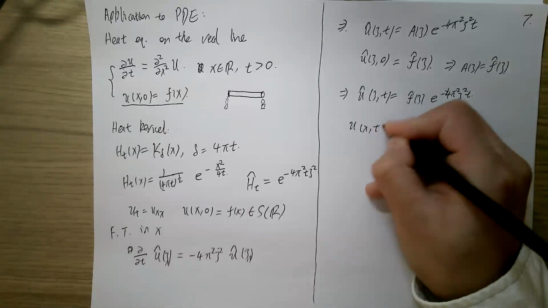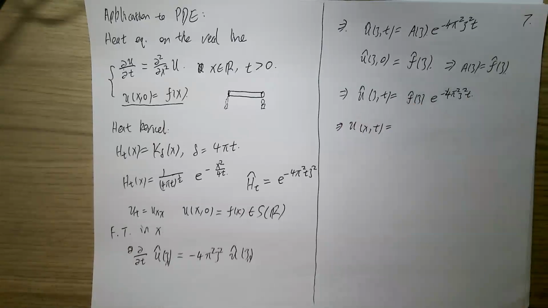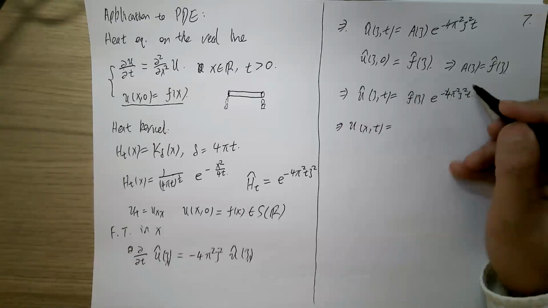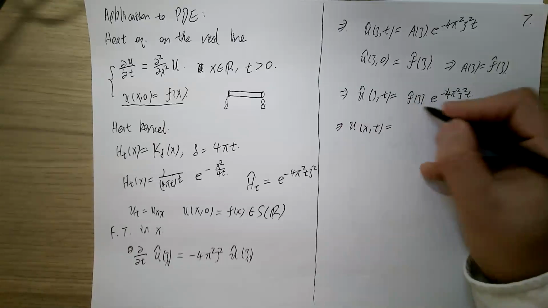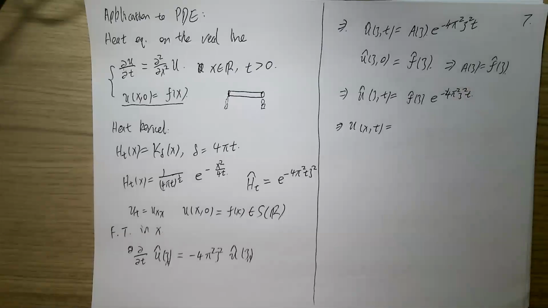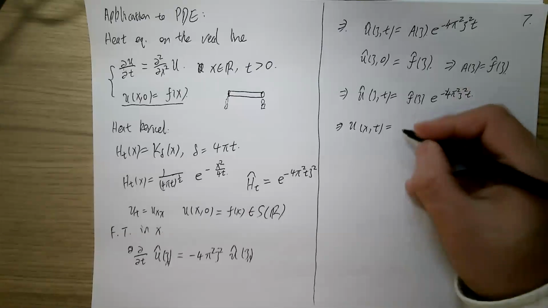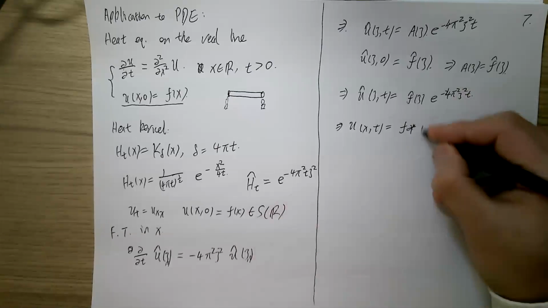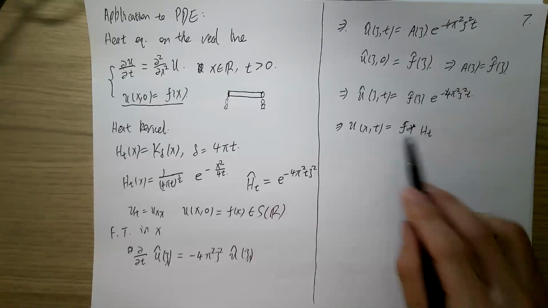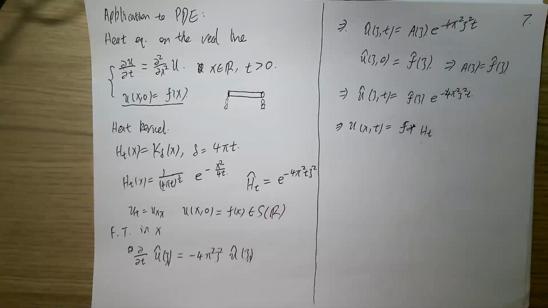u should equal, you take the inverse Fourier transform of these two things, but you have the multiplication of these two functions. So it should become the convolution. And after you check the sign, it is actually the convolution of your initial data and the heat kernel. Okay?